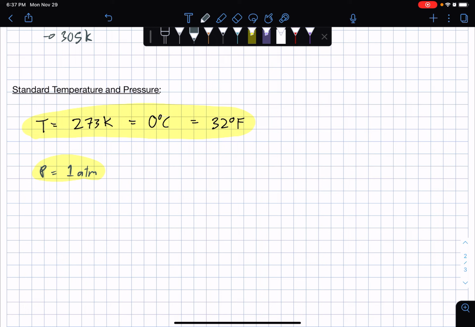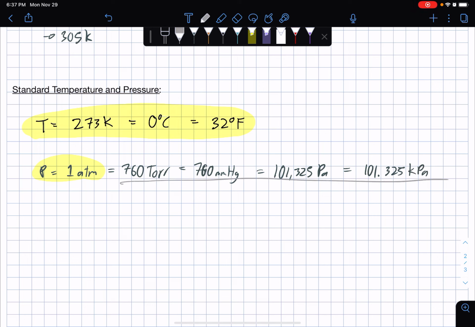As we have known a while ago, 1 atmosphere is equivalent to 760 torr, which is equivalent to 760 mmHg. This is not N, this is mm. Alright? Which is equivalent to also 101,325 Pascal, which is also equivalent to 101.325 kilopascal. So yes, this isn't really necessary to remember right now, but for safekeeping, if you really want to memorize it, feel free to.